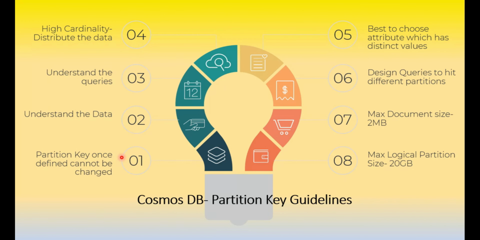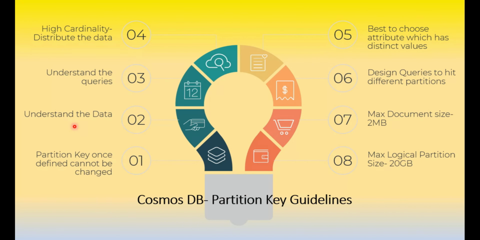Next, point number two: understand your data. Suppose there are different attributes, as we have seen in the previous video. If you have not seen it, I recommend you see the previous video in the playlist where we explain how to choose the partition key. Basically, if there are different attributes, what attributes you need to consider, and why you are considering that attribute, becomes very important.